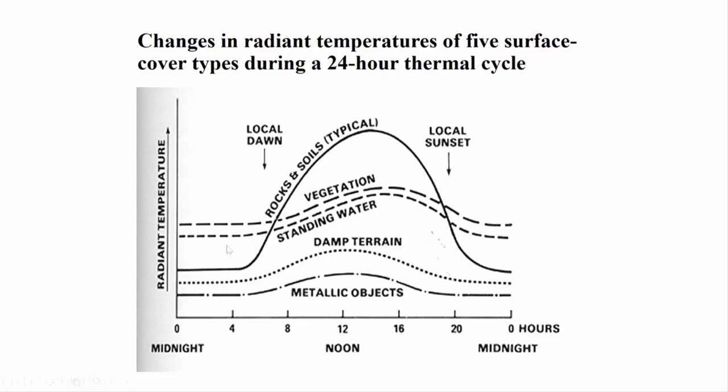But here you can see that in the nighttime imagery this will be very bright, because in the nighttime imagery the radiant temperature will be very high in comparison to the metallic objects as well as the rocks and soils. So rocks and soils are going to appear as dark features in the nighttime imagery, and vegetation and water bodies are going to appear as very bright objects in the nighttime imagery.